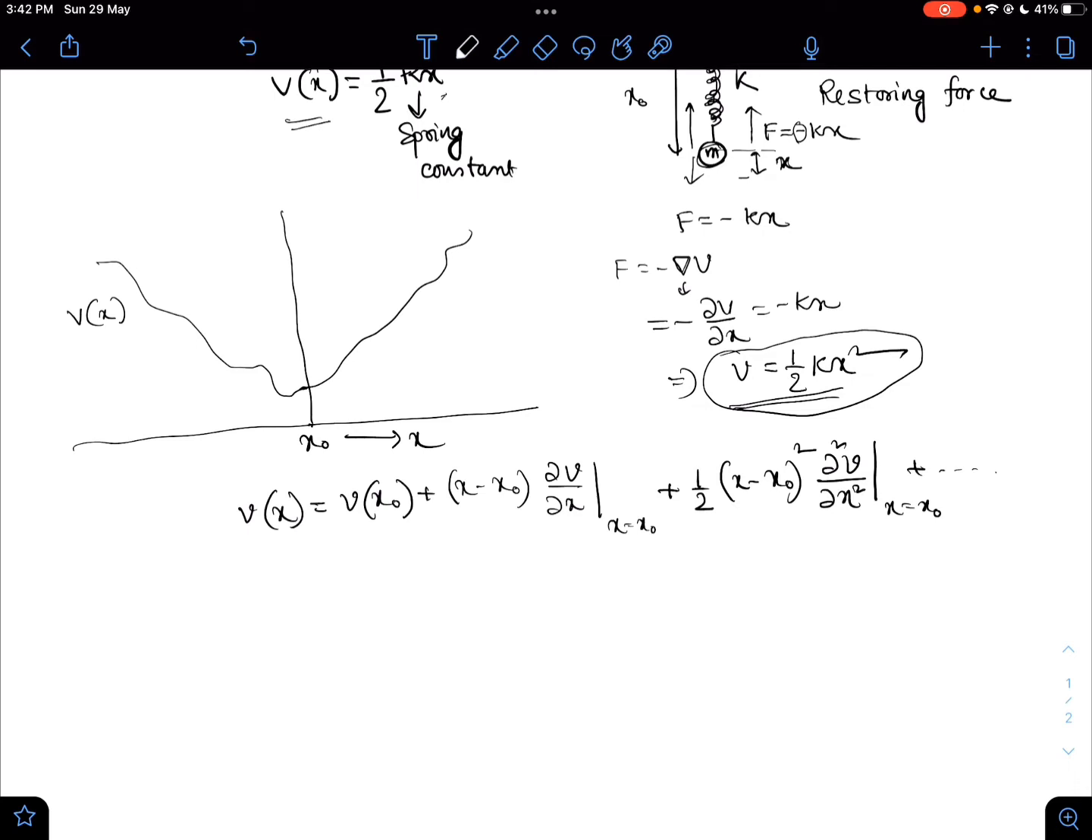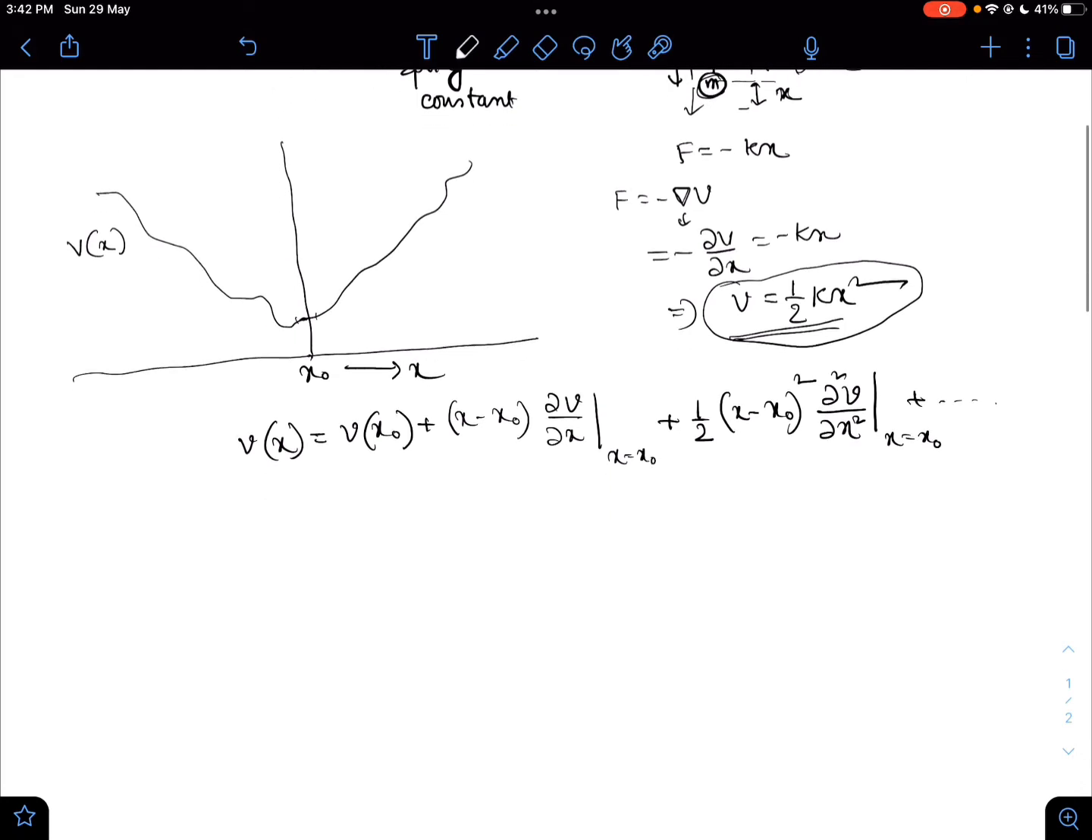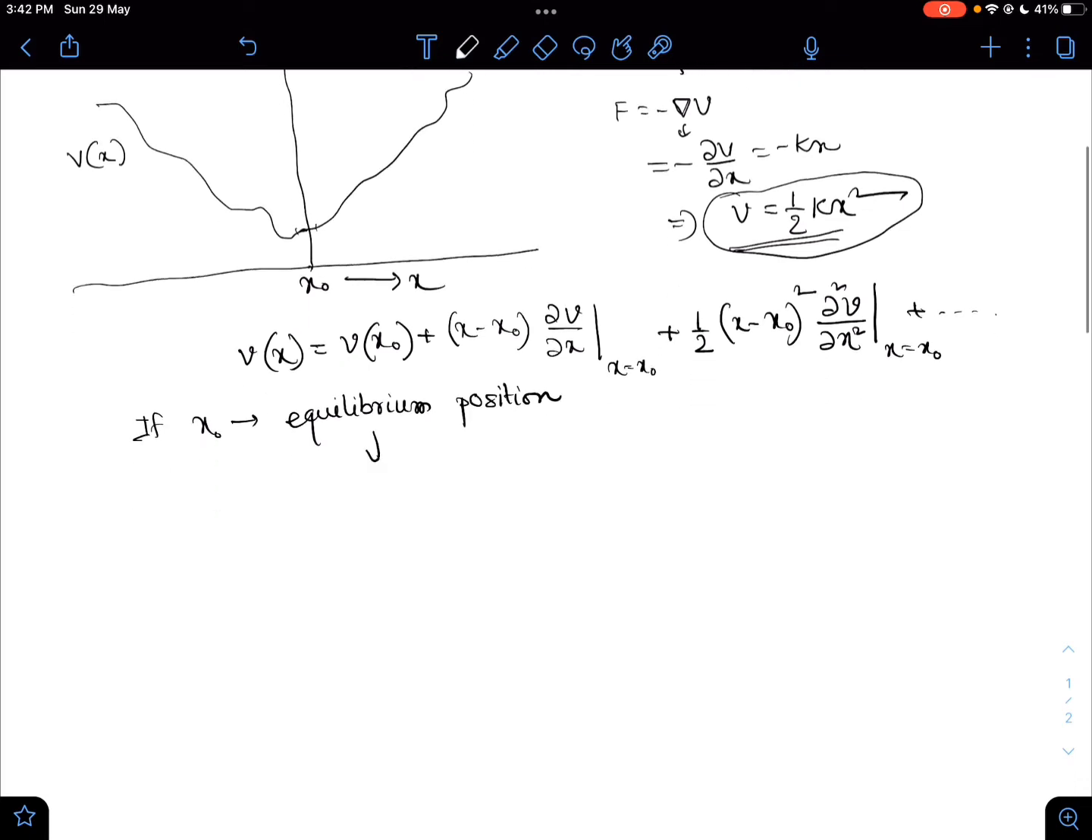This is our function of the potential if we express it around x0 for small displacement. Now, x0 is an equilibrium point or equilibrium position, so del V del x at x equal to x0 must be 0, because at the equilibrium position there is no force acting on the system, and this term is 0.